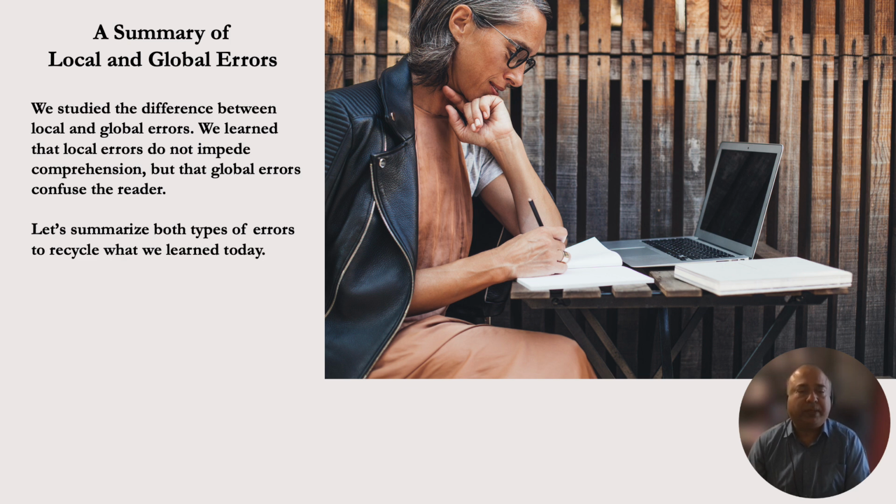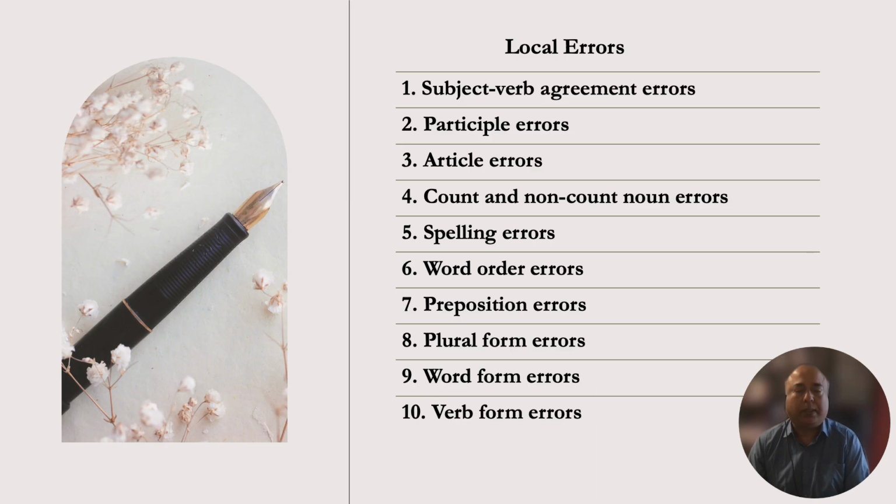Let's summarize what we have learned so far. We have learned local errors. We have also learned global errors. Okay? So let's summarize. What are they? There are 10 types of local errors. We've gone over each one of them. Subject-verb agreement, participle errors, article errors, count and non-count noun errors, spelling errors, word order errors, preposition errors, plural form errors, word form errors, verb form errors.